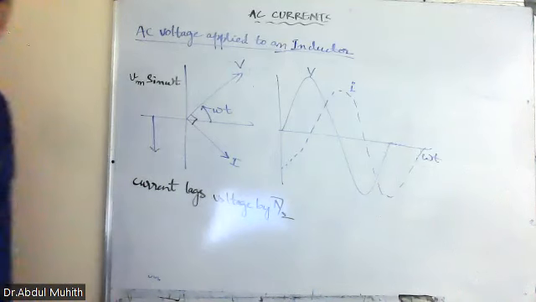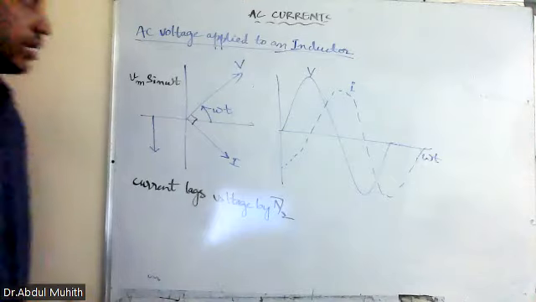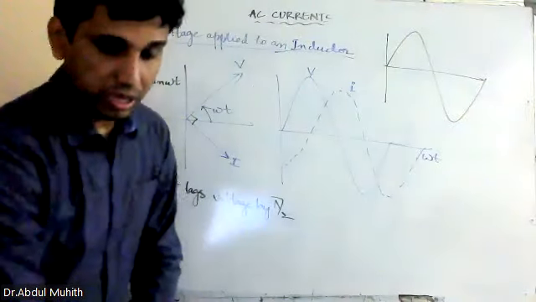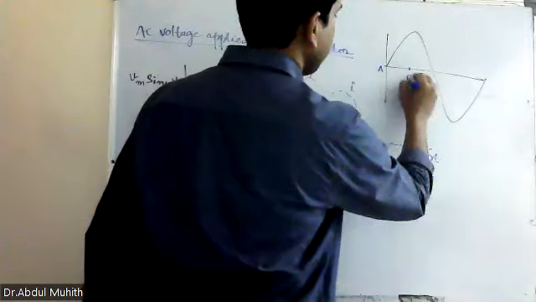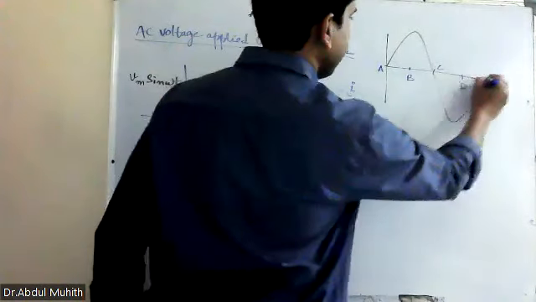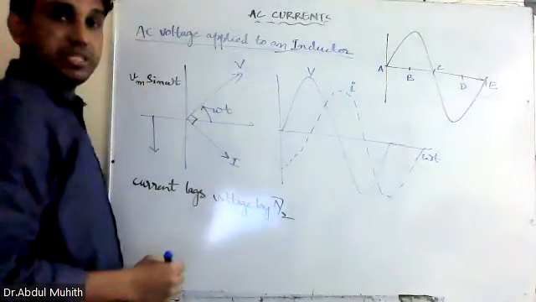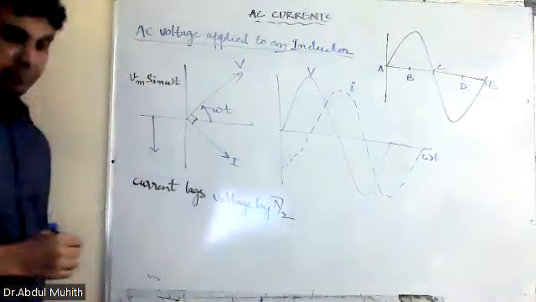Now we will see for one cycle what exactly is happening in the inductor. Suppose this is one cycle, one input. I'm taking one cycle, marking the points A, B, C, D and E. Total 5 points. So what happens in A, B, C, D?